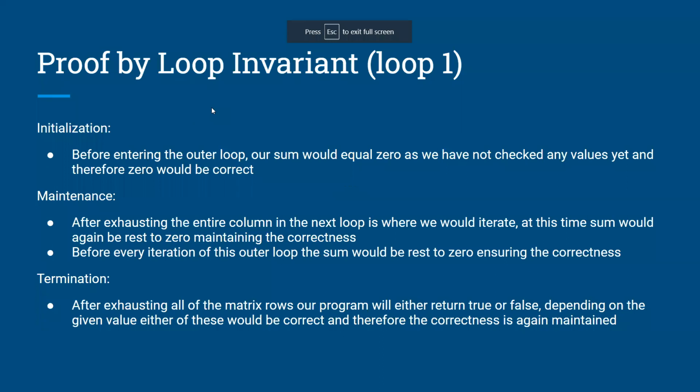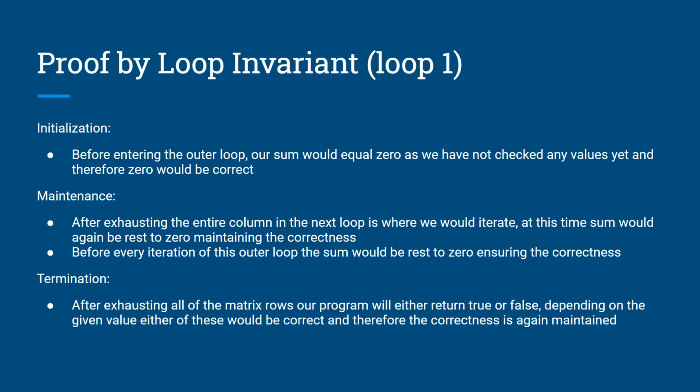So before entering our outer loop here, the sum would equal 0, as we haven't checked any values yet, and therefore that 0 would be correct. To maintain this specific loop, in loop 2 that we're going to look at next, loop 2 exhausts the entire column, and then at that point is when we would iterate this loop 1. So at this time, the sum would again be reset to 0, and that would be maintaining its correctness.